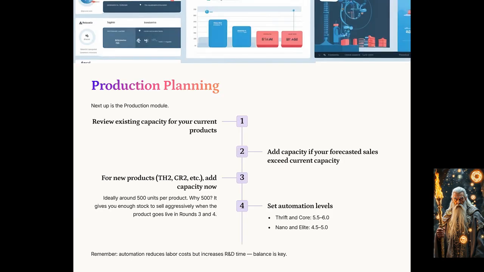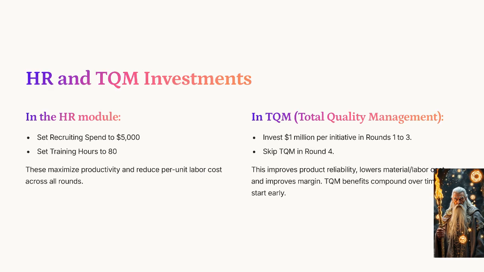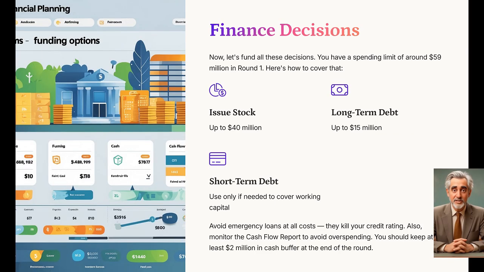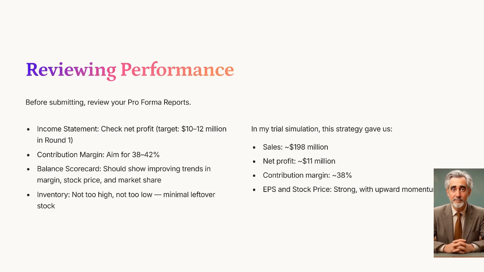What's next? Round 1 is about laying the groundwork. If you do this right, rounds 2 to 4 will build upon that momentum. In the next video, I'll walk you through round 2 decisions, including managing 8 products, scaling production, adjusting pricing and sales budgets, tracking cumulative balanced scorecard performance.